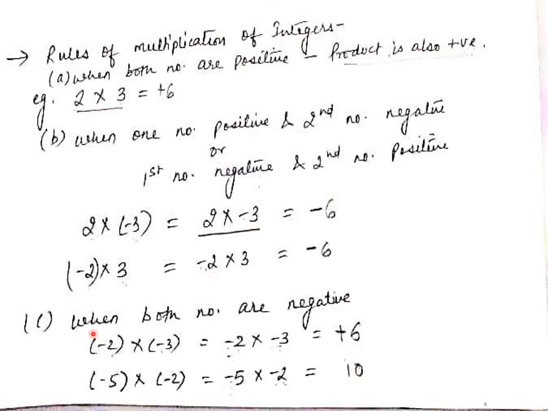Now, the third case, when both are negative, minus 2 into minus 3. First of all, 2 3s are 6. As there are two negative signs, when they multiply, they become positive. This is the rule. When you multiply an even number of negative signs, they become positive. When you multiply an odd number of negative numbers, they remain negative. Okay. So minus 5 into minus 2 is also 5 2s are 10. Negative into negative is positive.